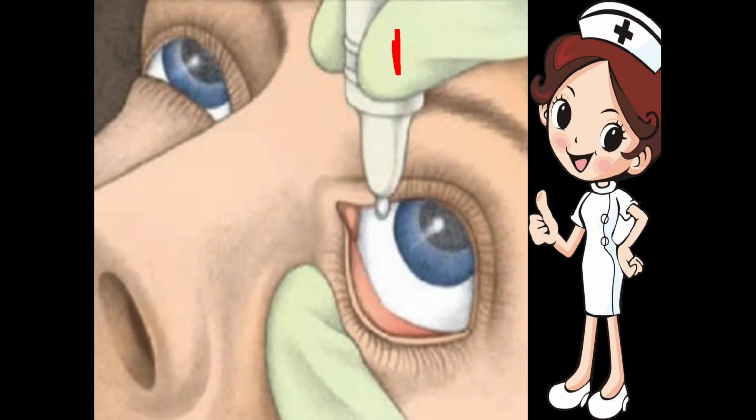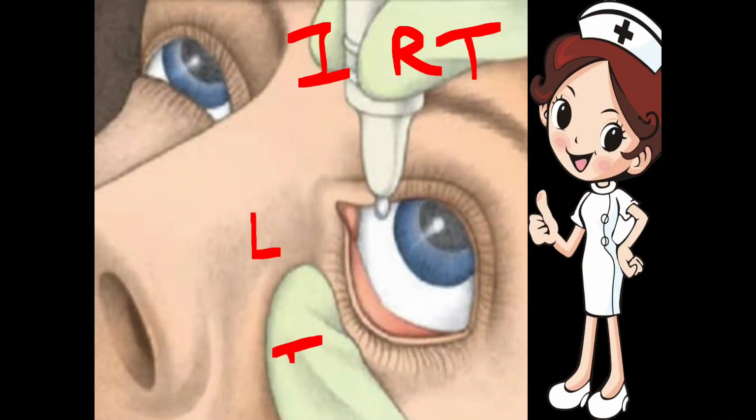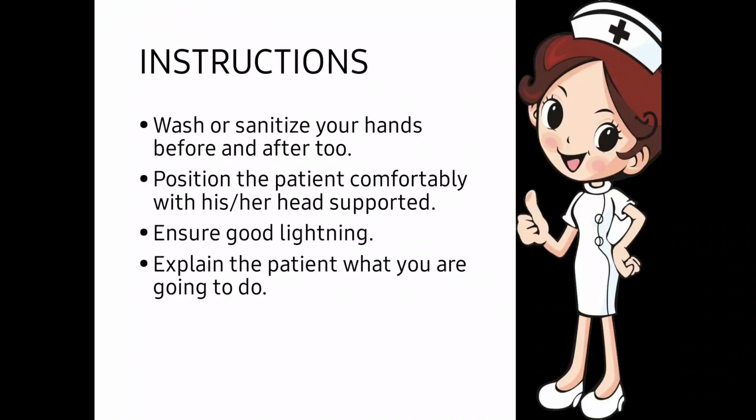This one is the examiner's right hand and the thumb of the right hand, and this one is the index finger of the right hand, and this one is the left hand, and this is the thumb of the examiner. So by using the thumb of the left hand, the examiner is pulling the lower lid of the patient and forming a pocket like this. This area is known as a pocket, and we are supposed to put the eye drop here at this part. Okay, so this one is the setup of the patient and examiner.